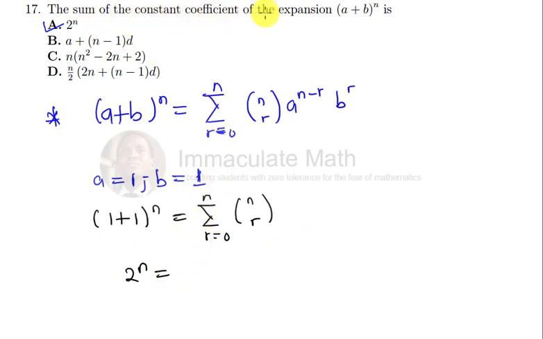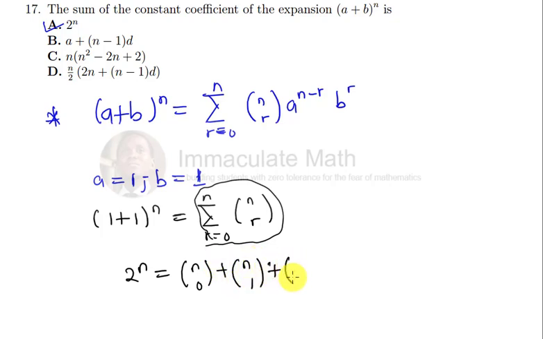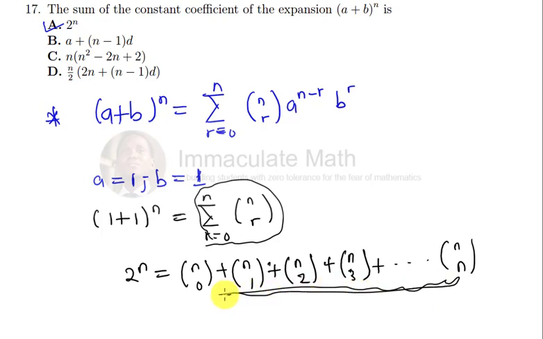look at this question. They said the sum of the constant coefficient of the expansion. So of course this is like the constant coefficient of each of the expansion. So that means we are going to have the summation of n combination 0 plus n combination 1 plus n combination 2 plus n combination 3 plus n combination anything you want, that's n combination n, right? So by the time you sum all these numbers together, because these are the constant coefficient of this expansion, I believe that you understand how I have this expansion here.